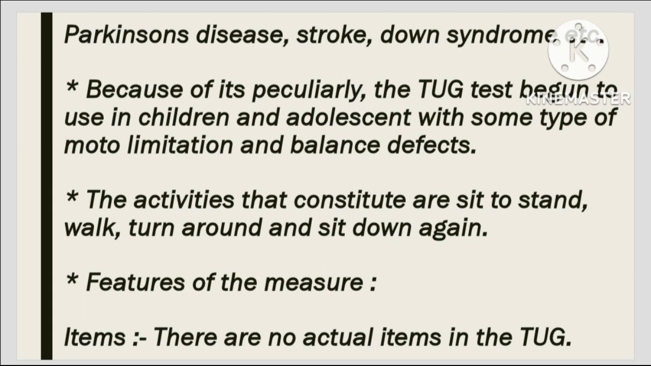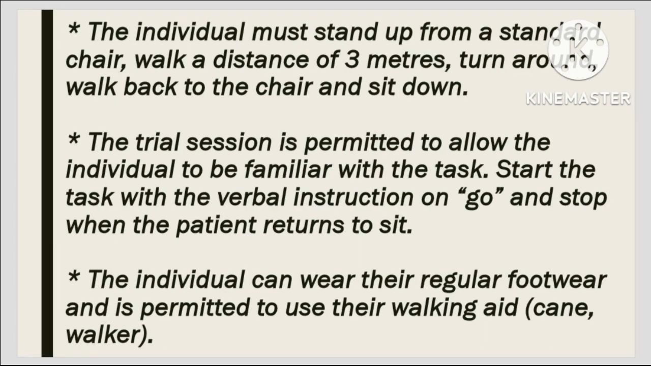Features of the measure. Items. There are no actual items in the TUG. The individual must stand up from a standard chair, walk a distance of 3 meters, turn around, walk back to the chair and sit down. A trial session is permitted to allow the individual to become familiar with the task. Start the task with the verbal instruction "go" and stop when the patient returns to sit.